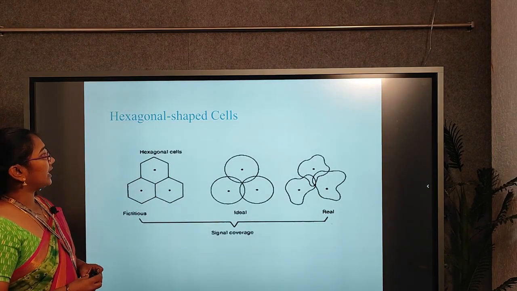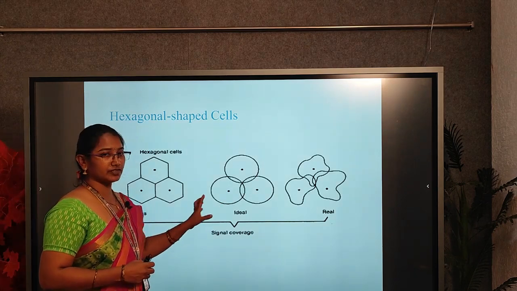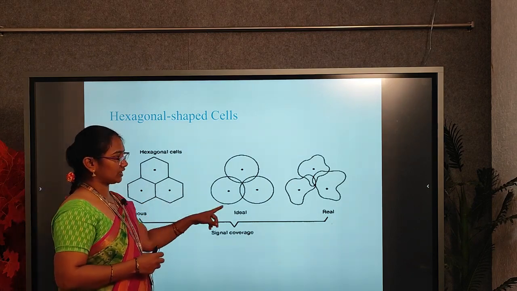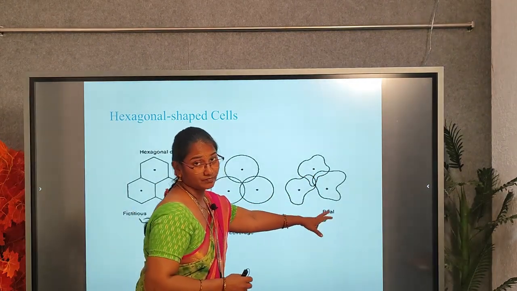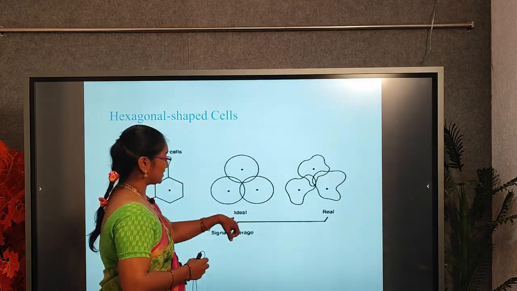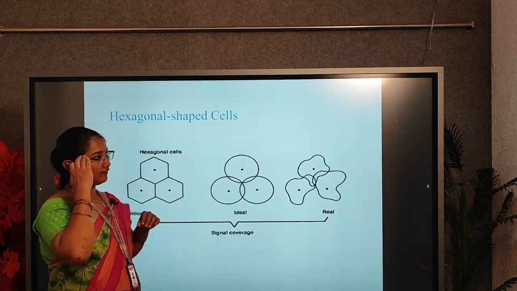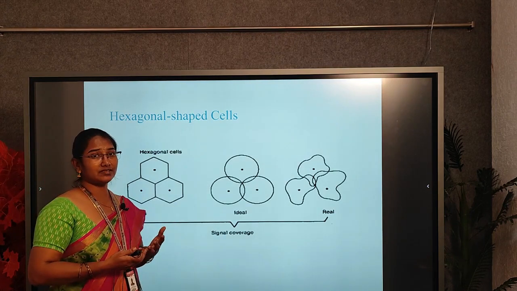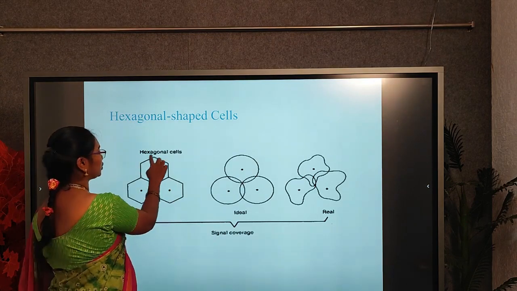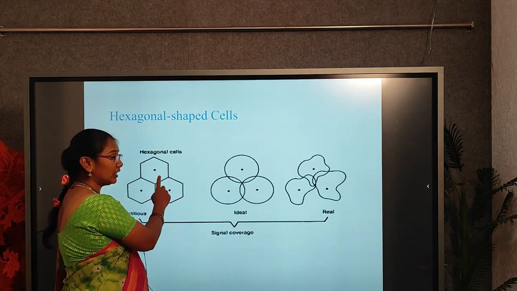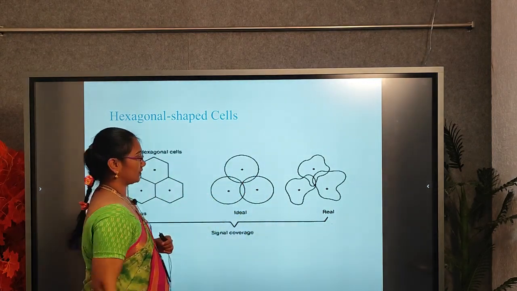Next, about the hexagonal shaped cells. See here, three different types of shapes are there: hexagonal, circular, and some cloudy shape, right? See here, this is the real one, this is the ideal case and this is the facilities case. That means the designers treated the cell site coverage area as like this, okay? But it may be like this, okay? But actually it is here, okay?